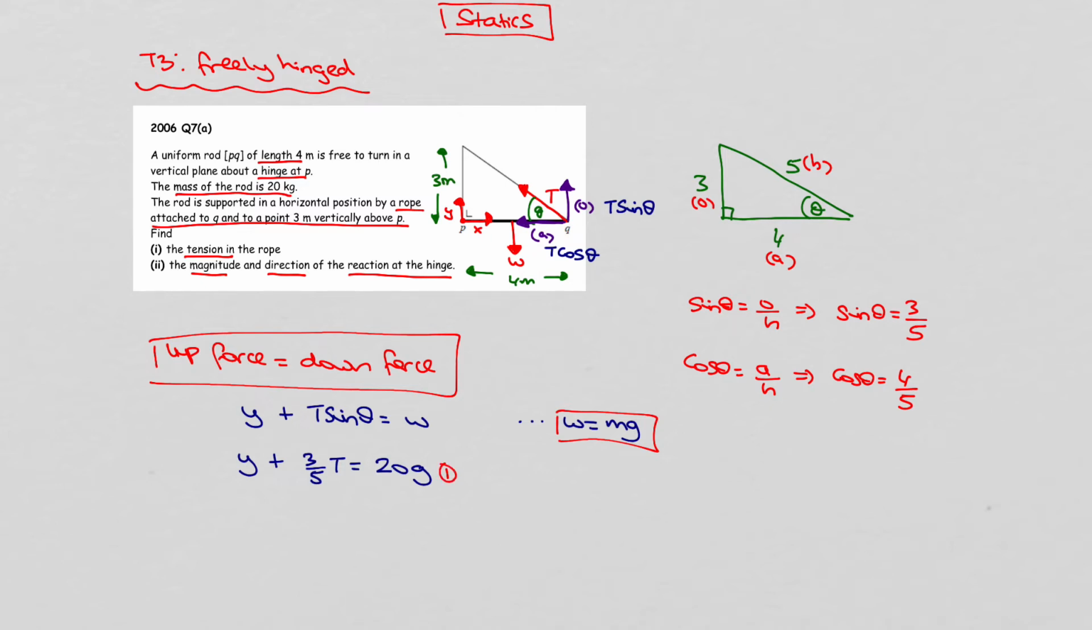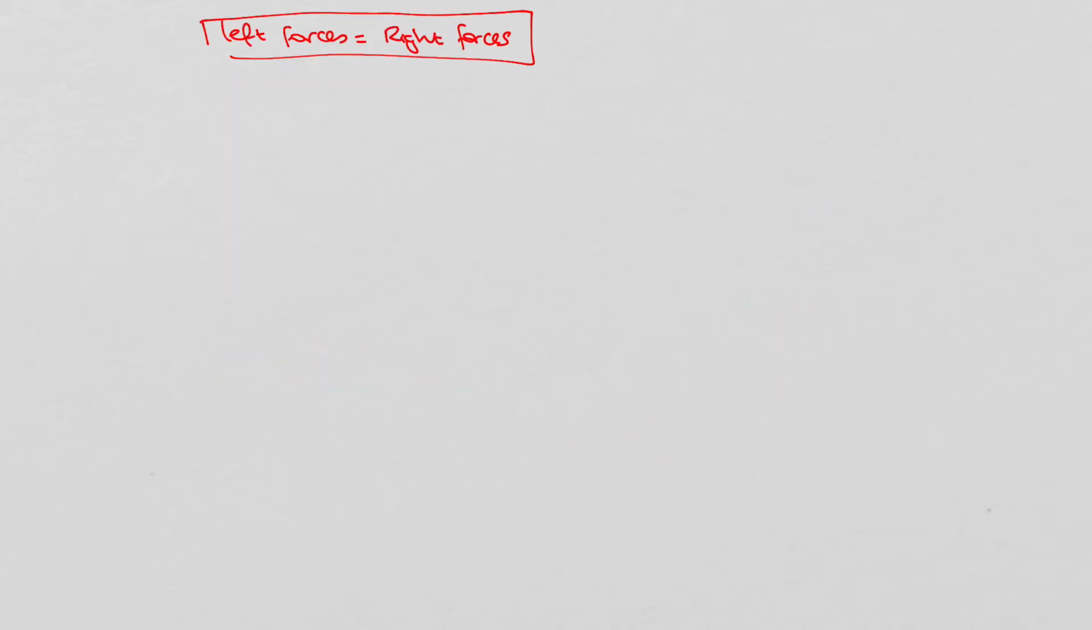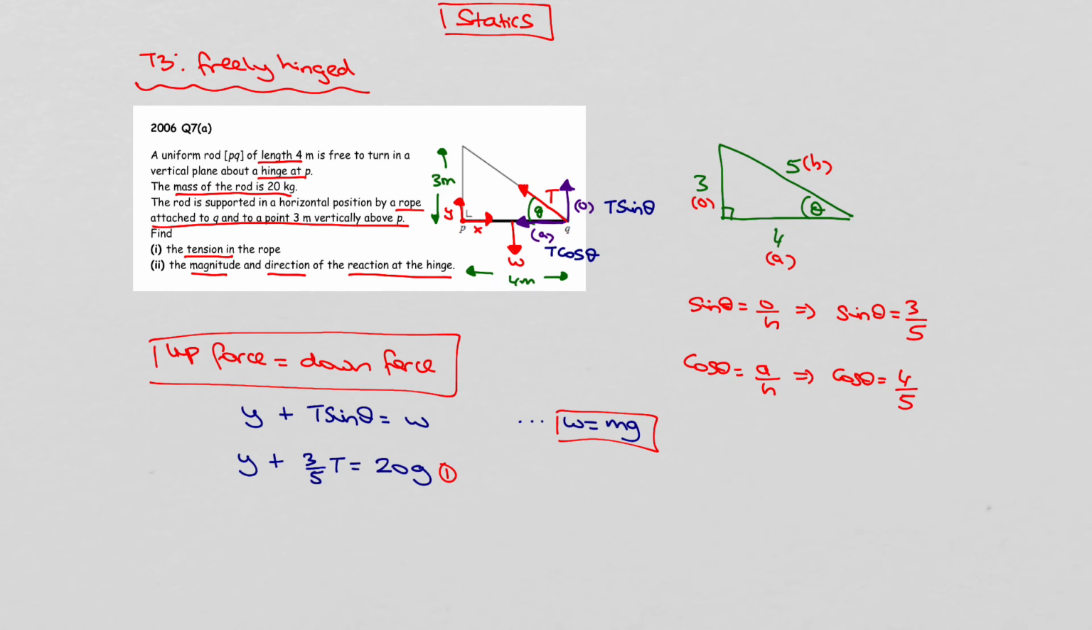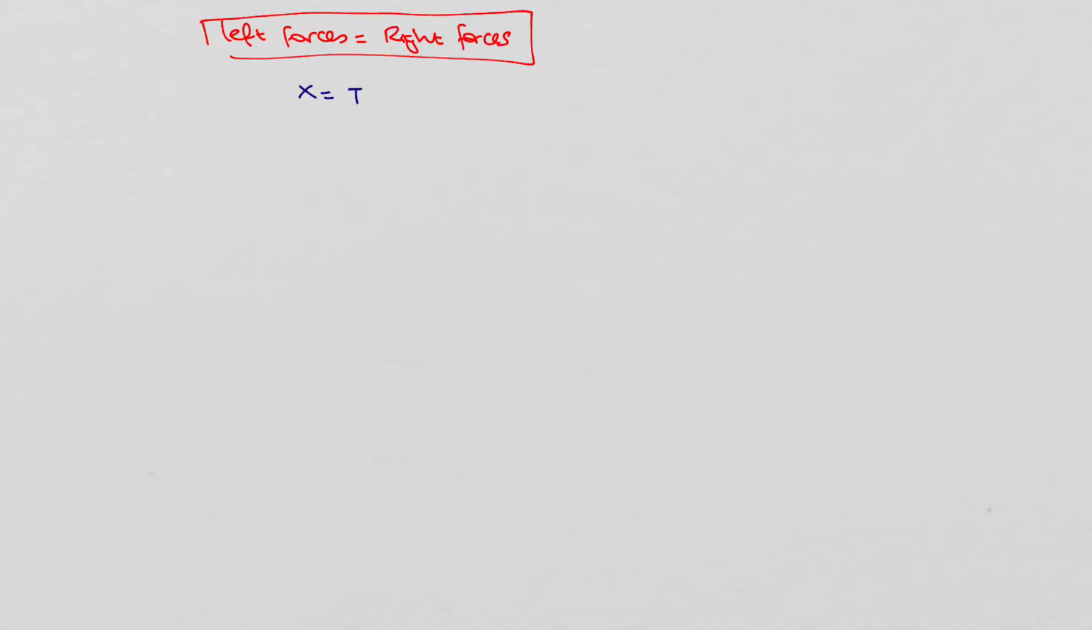The second law of coplanar forces is that my left forces must equal my right forces. So I can therefore say that X must equal T cos theta, which we said was 4 over 5. So in other words, X must equal 4/5 times the tension. And my third law of coplanar forces is that the sum of the clockwise moments must equal the sum of the anticlockwise moments.